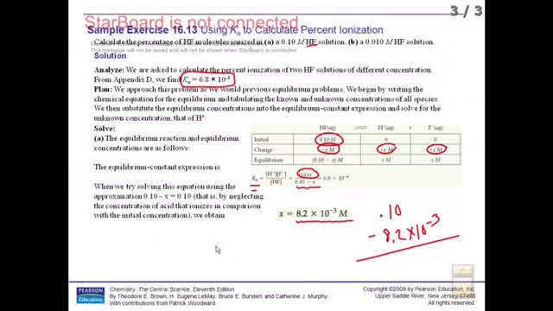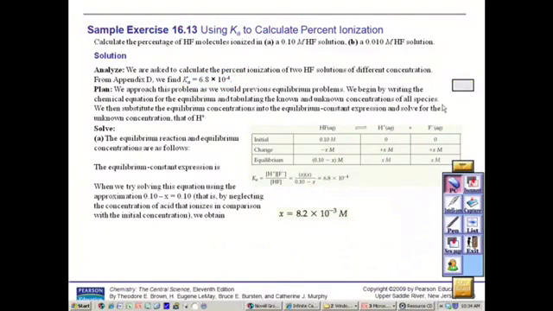So this is what I want you to do. Take that 8.2 times 10 to the negative third, divide it by 0.1, times it by 100, and I want you to see what percent you get. So let's see what we get. We get 8.2 e negative 3 divided by 0.1, and then make sure you times it by 100. I get about 8.2%.